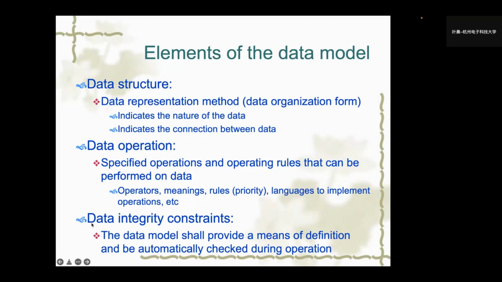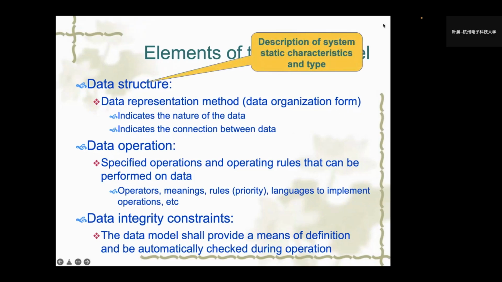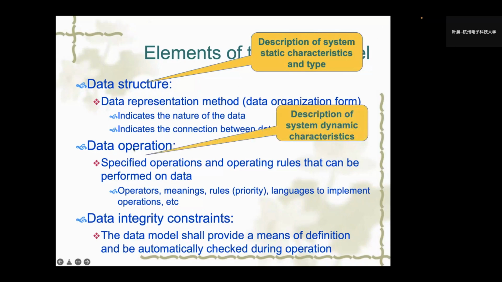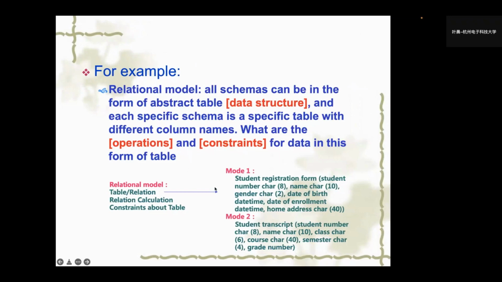And the last one is the data integrity constraints, which provide a means of definition and can be automatically checked during operation. So the element of data structure is a description of the static characteristics and types of the system. And the element of data operation is a description of the dynamic characteristics of the system. So for example, let's see the relational model we introduced in the last class.